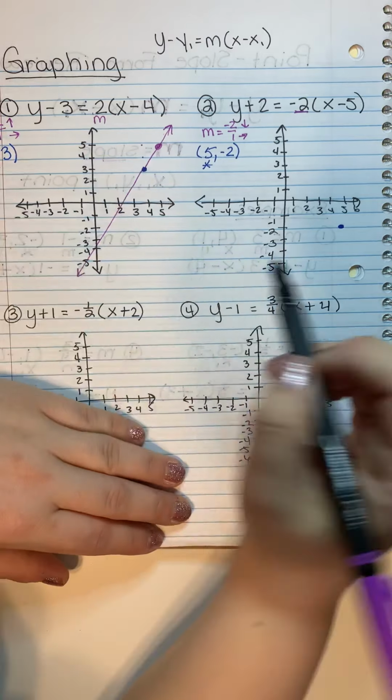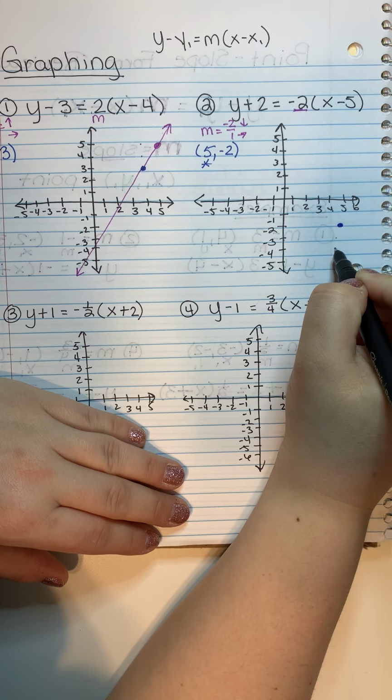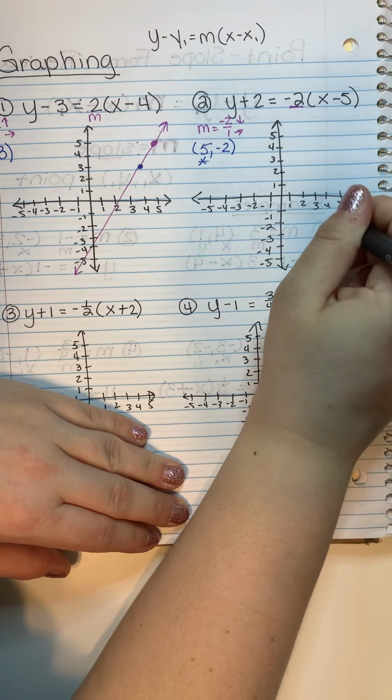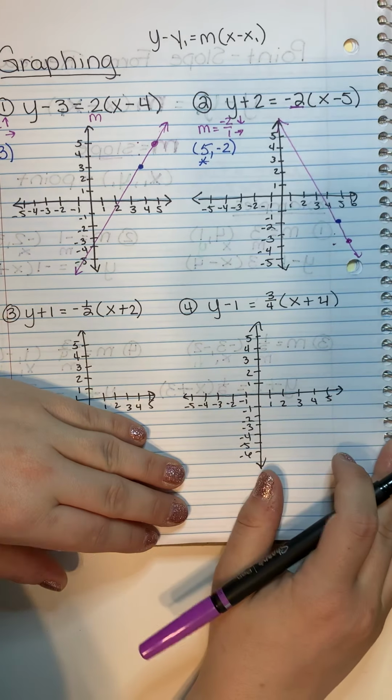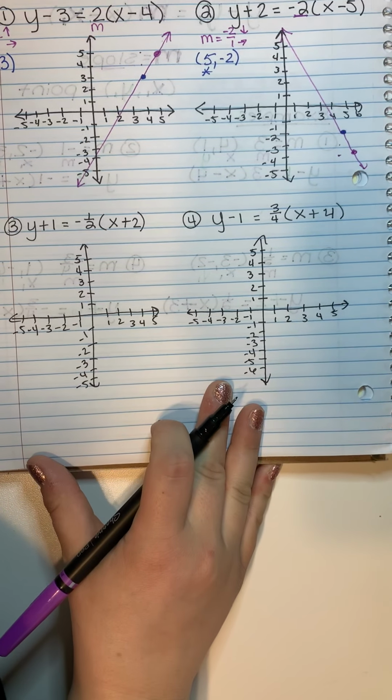Okay, and then we can use our slope to find one more point. So we're going to go down 2, 1, 2 to the right 1. Okay, and then we connect those points together to get our line. And I should be using a ruler, but I'm not. So I can have nice straight lines.